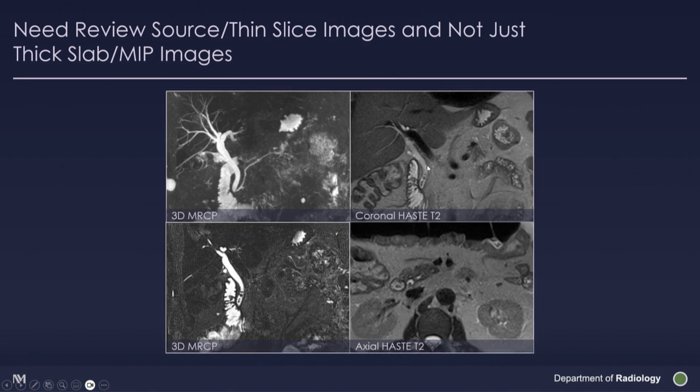You look at the coronal thin HASTE as well as the source images for the MRCP, and you can see numerous tiny stones that are dependently within the duct.